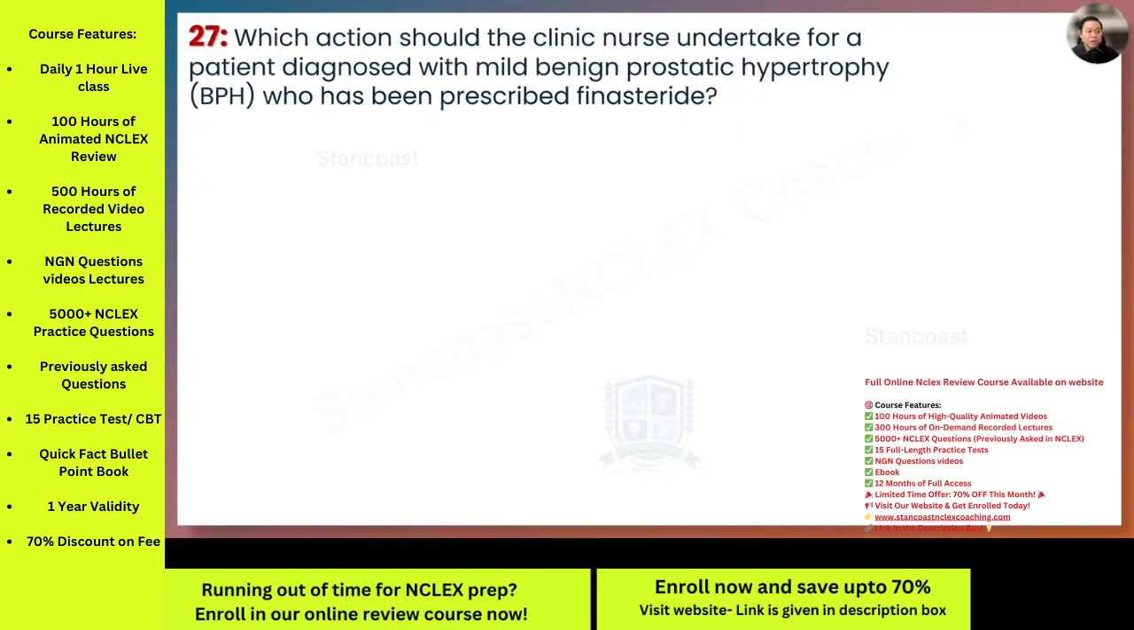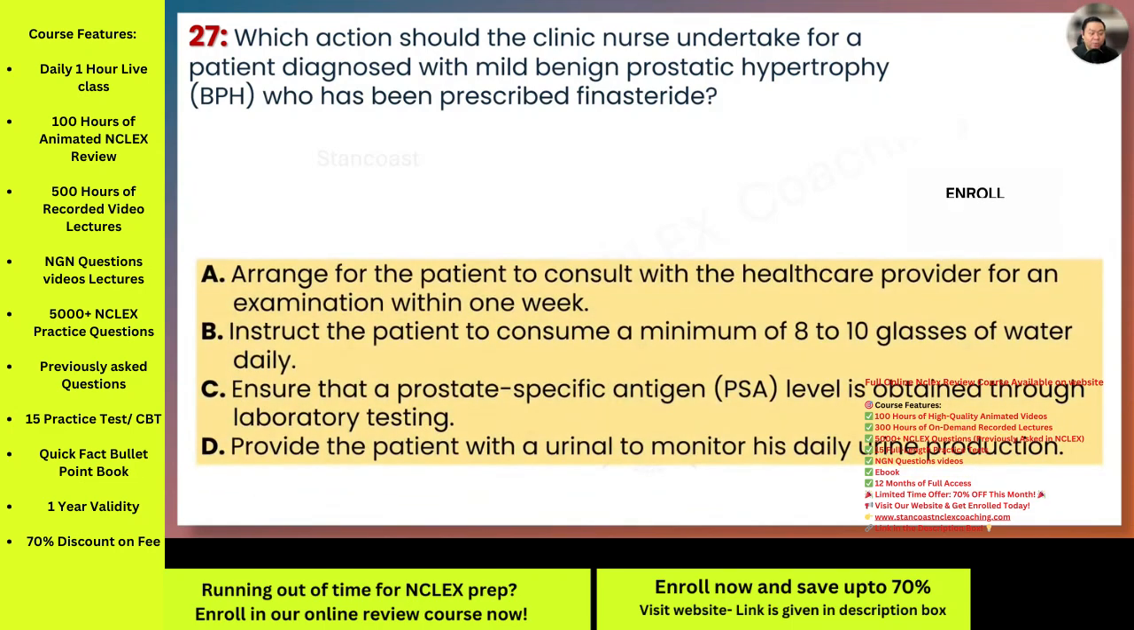27. Which action should the clinic nurse undertake for a patient diagnosed with mild benign prostatic hypertrophy who has been prescribed finasteride? Options: A, arrange for the patient to consult with a healthcare provider for an examination within 1 week. B, instruct the patient to consume a minimum of 8 to 10 glasses of water daily. C, ensure that a prostate-specific antigen level is obtained through laboratory testing. D, provide the patient with a urinal to monitor his daily urine production.